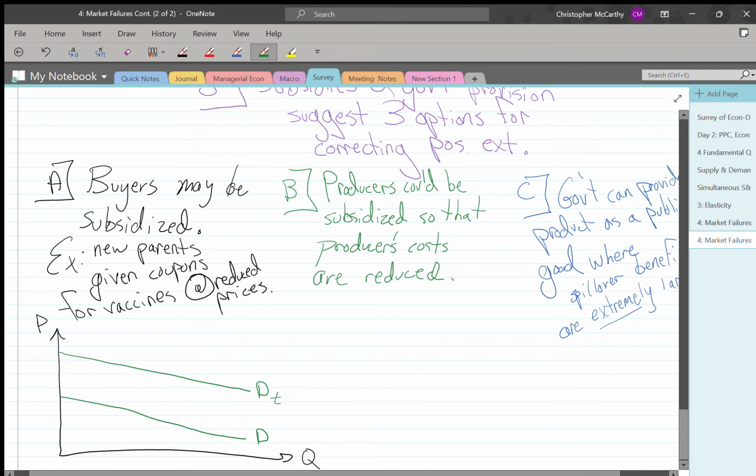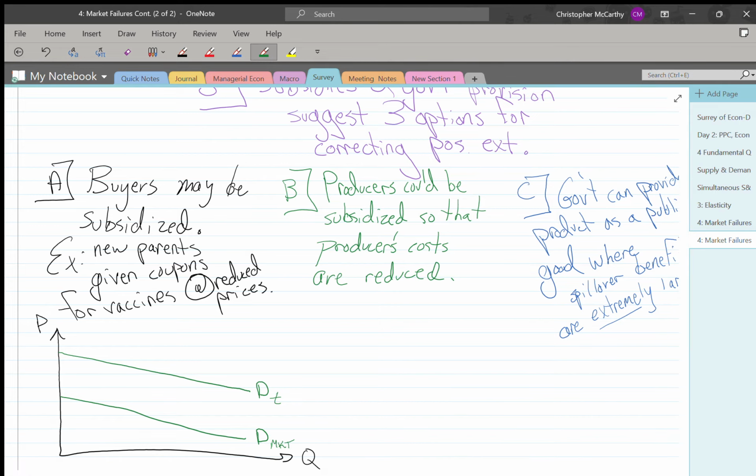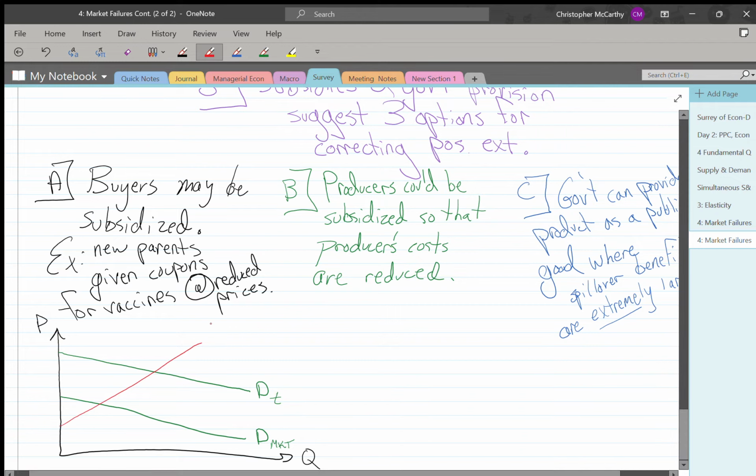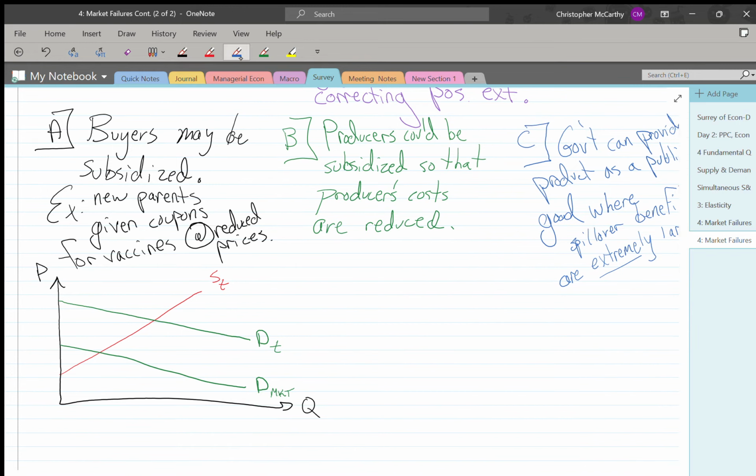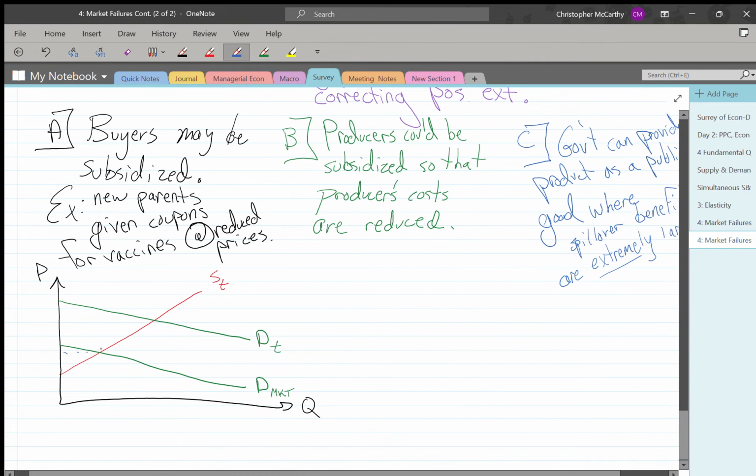And so as it is right now, this is the market demand. This is the socially optimal demand. The book calls it DT. I don't know why exactly they call it DT, but we're just going to use that. We have an upward sloping supply curve, ST. And we know that since we're not using the socially optimal demand curve and we're using the lower demand curve, the equilibrium price is going to be here and the equilibrium quantity is going to be down here.